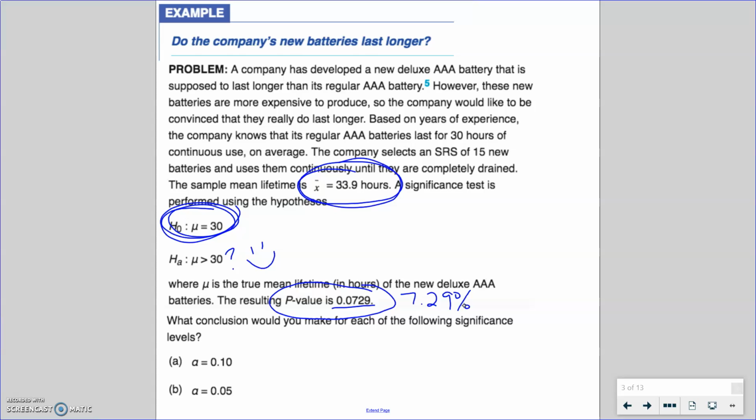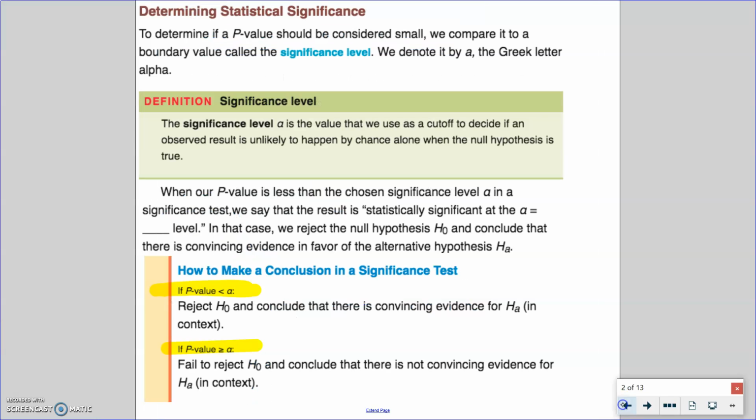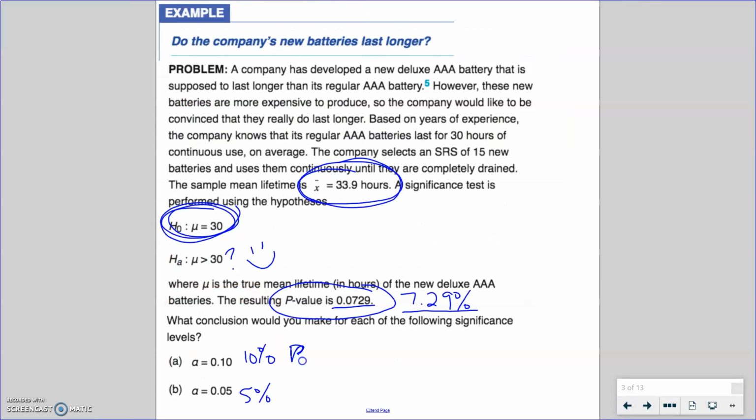So this first significance level is 10%. This bottom one is 5%. If our cutoff point is 10%, well then technically the p-value is smaller than the 10%. So if you go back to the last slide, the p-value is less than the significance level, so we would reject the null. Meaning, this number happening purely by chance is only 7.29%.